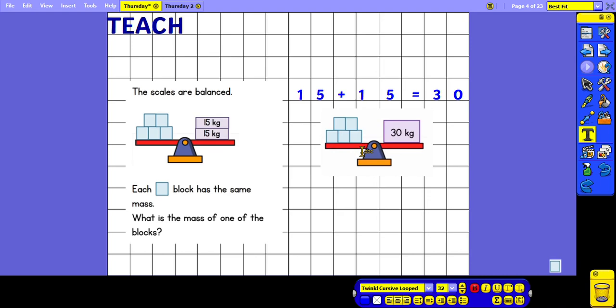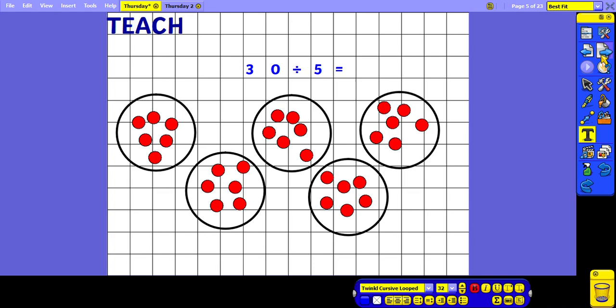But I want to work out how much one weighs. So I have to do 30 shared by 5, or 30 divided by 5. Now you probably can't do 30 shared by 5 in your head, so you could use some practical objects to help you. Here I've drawn 5 groups and then I have shared 30 counters fairly between the 5 groups.